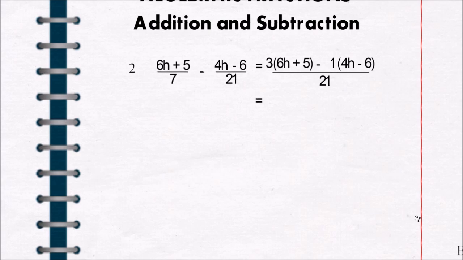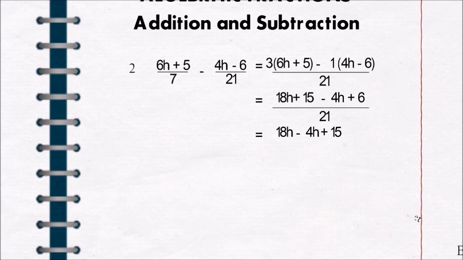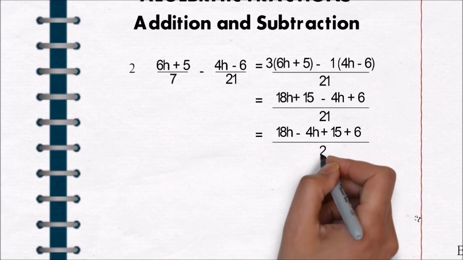Next is to remove the bracket in this case. 3 multiply 6h, we have 18h. 3 multiply 5, and we have 15. Next, minus 1 multiply 4h, and we have minus 4h. Minus 1 multiplies minus 6, and then we have plus 6 all over 21. So let's collect like terms at the numerator. So we have 18h minus 4h plus 15 plus 6 all over 21.